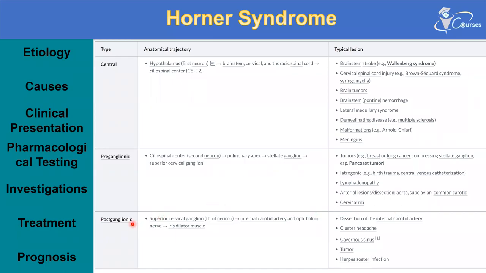Postganglionic lesions also can cause Horner syndrome. By postganglionic, we are speaking about any lesion involving the sympathetic fibers after the superior cervical ganglion, like involvement of the internal carotid artery or ophthalmic nerve, iris dilator muscle. All this can result in Horner syndrome, such as dissection of the internal carotid artery, cluster headache, cavernous sinus tumors, or herpes zoster infection. Okay, so this is a full list of, or most of the causes that will result in Horner syndrome. Let's now discuss the manifestations.